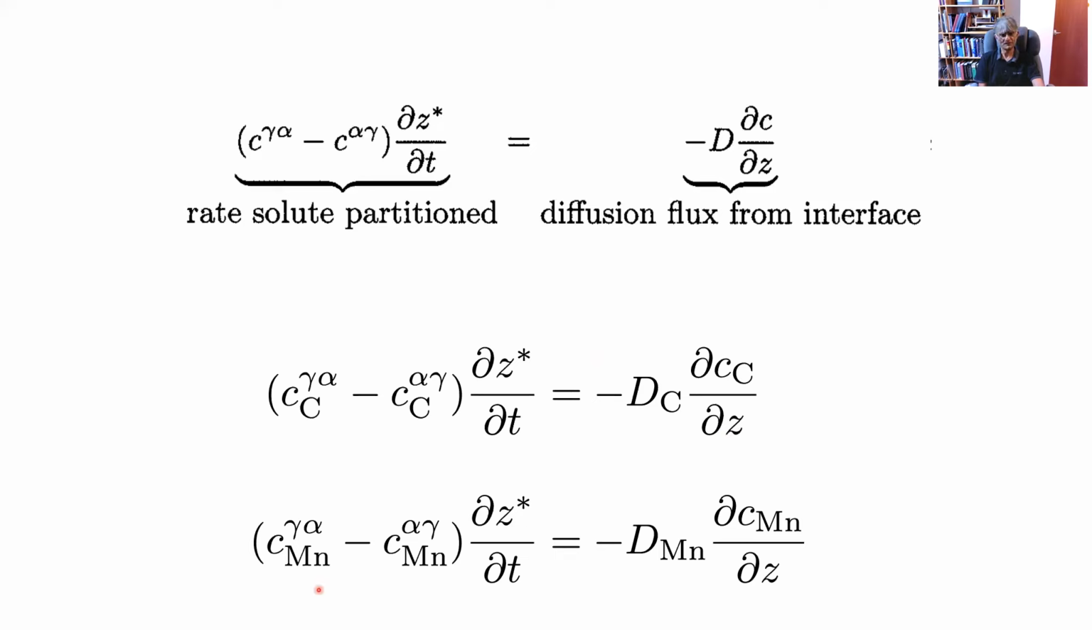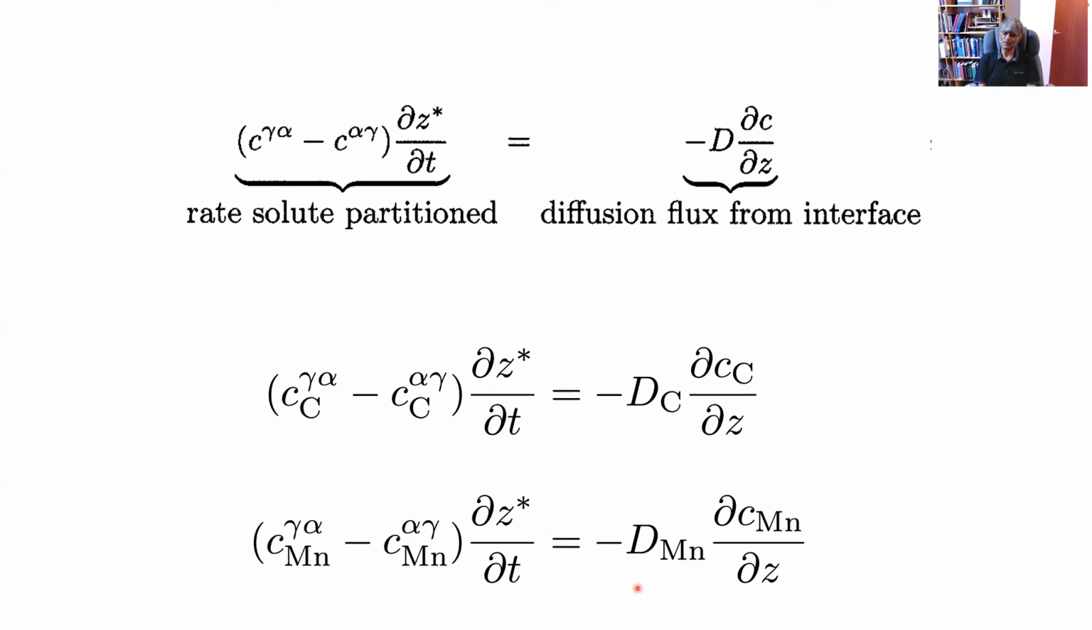And the classic problem here is that these 2 equations must be satisfied simultaneously. Okay, there is only one interface, and the diffusion coefficient of carbon is many orders of magnitude bigger than the diffusion coefficient of manganese. So how can these 2 equations be satisfied simultaneously when these terms are not all that different? Okay, they are different, but they are not different by the many orders of magnitude here. So typically this might be 6 to 8 orders of magnitude difference in diffusion coefficient.